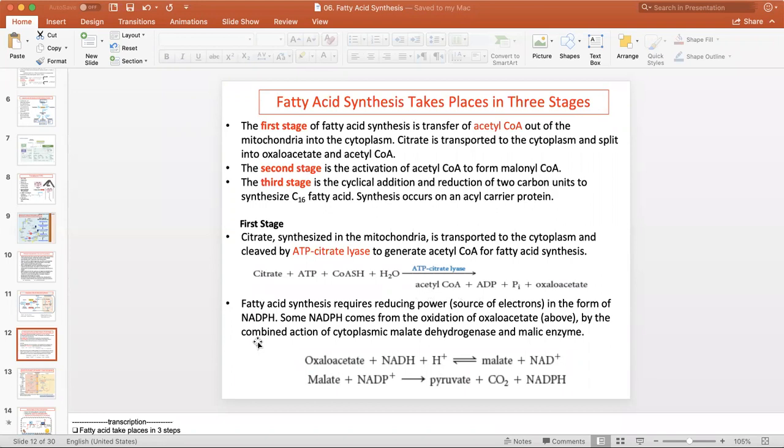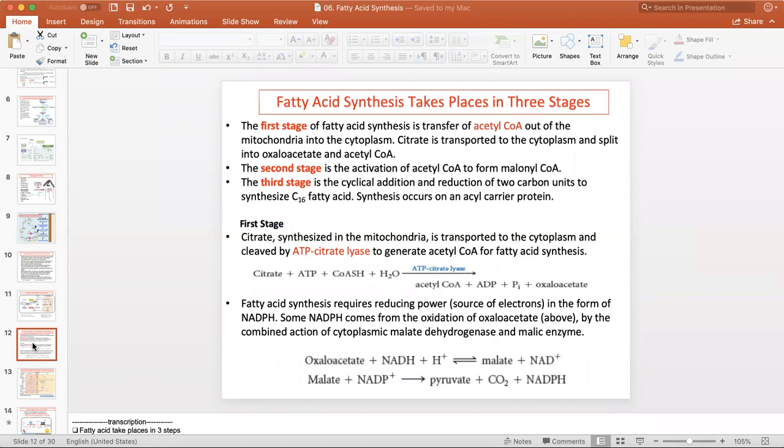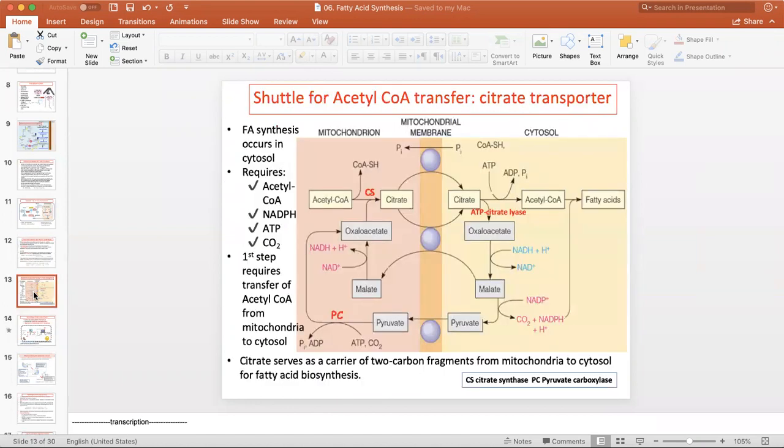So we need energy. We need to build something, and this energy is coming from your NADPH. Some NADPH comes from the oxidation of oxaloacetate; actually the majority is coming from here. Some is coming from malate to pyruvate, and the other is coming from the HMP pathway, or pentose phosphate pathway. Okay, so this is good. All right, again, the same thing.